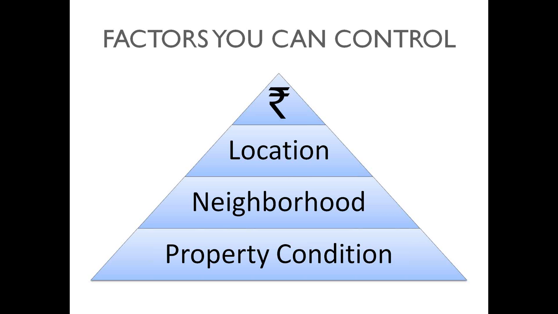Fourth is property condition. This thing is in your control. You can ask your client whose house is to be sold what improvements can be done. Improvement, appeal of the house, staging and cleanliness are all in your control. So out of these four, the first and last are in your hands. You can price the property right and you can improve the property condition. You cannot really do anything about location and neighborhood.